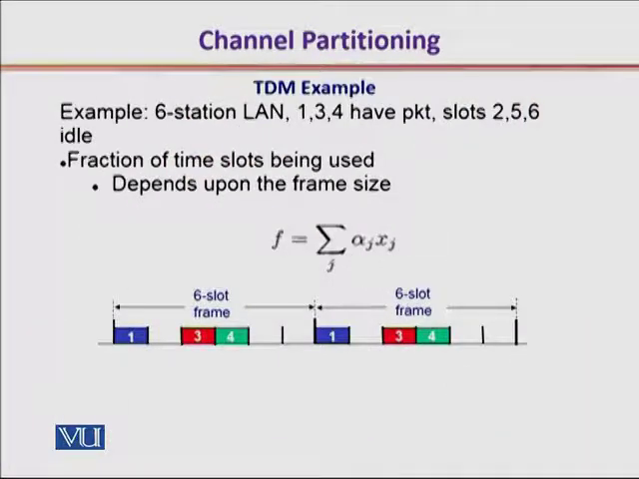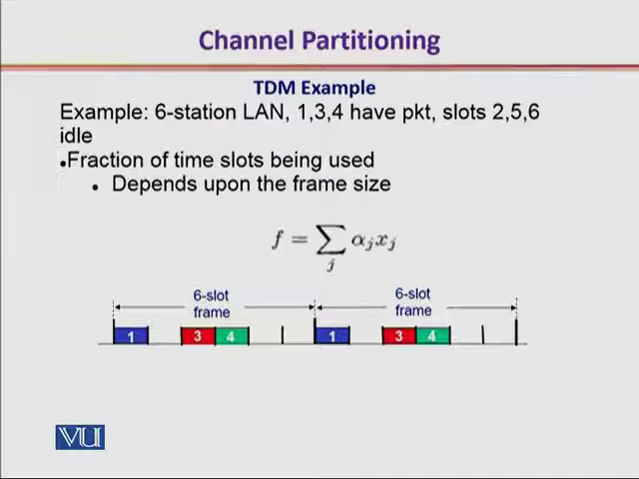Let's take an example here. Let's assume there are 6 stations in a local area network. Of these, 1, 3, and 4 are active, whereas 2, 5, and 6 are idle. So the overall utilization of the network is going to be 50%. That is when we assume that the time slots which are being provisioned and the users which are active are fully utilizing these time slots, and their frames are exactly based on the complete duration of the time slots.